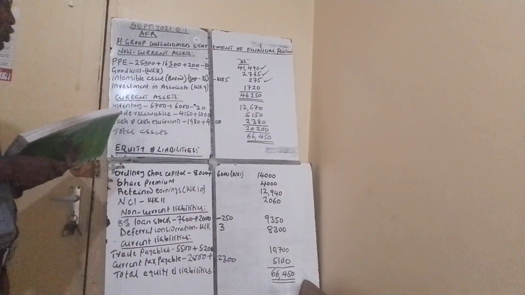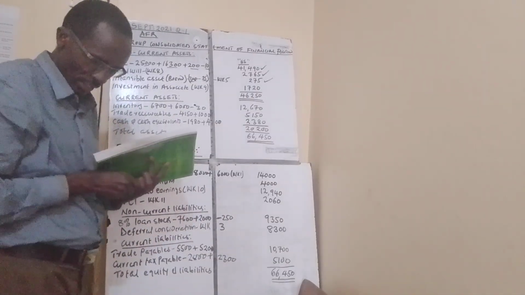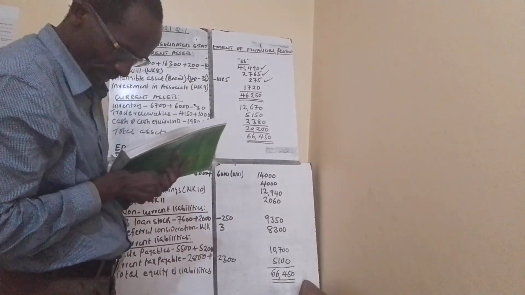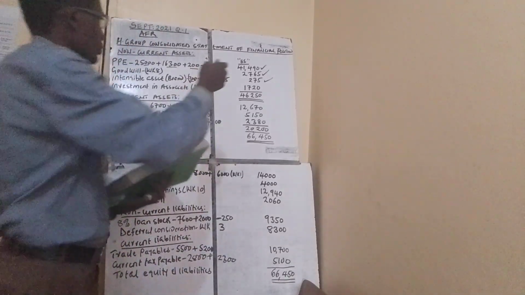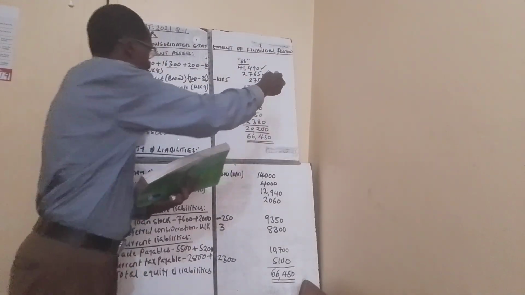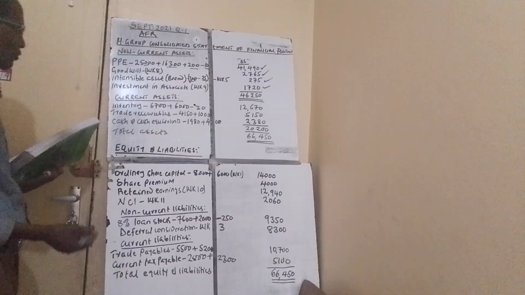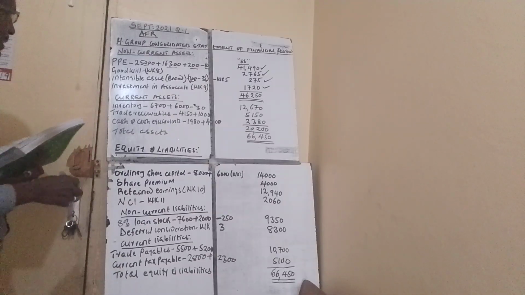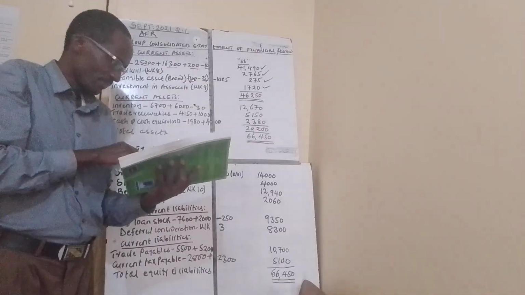Then investment in associates, working number 9. Refer to working number 9. We have shown all this. Your working number 9, investment in associates, we got 1720. You sum up all that, you get 46,250. Those are non-current assets. Then current assets, you take inventory.